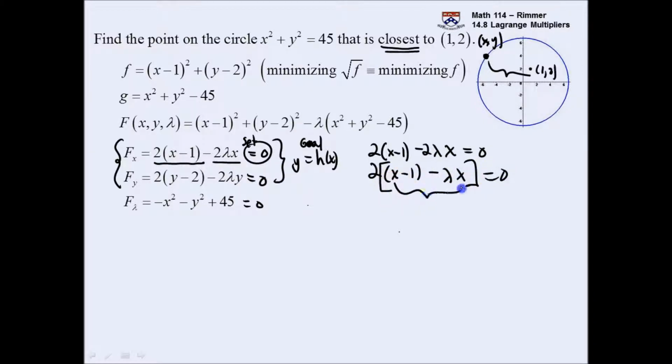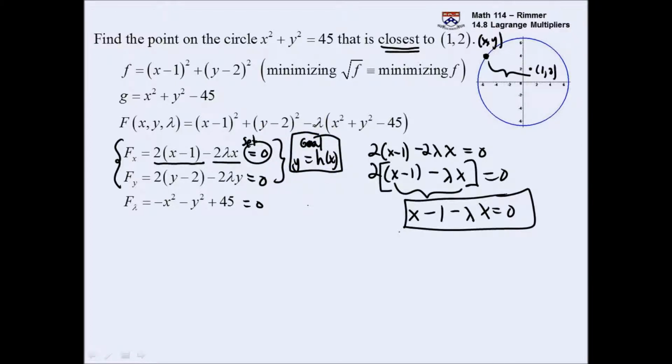Okay, so if my x partial is going to be 0, it's going to be because what's in the square bracket is 0. The 2 doesn't matter. That's all I can say out of that, is that x minus 1 minus lambda x is 0. That's the information I should take out of fx being set equal to 0. What I do with that, if I have this goal in mind, we should see. But let's just do the exact same motions to the f sub y.